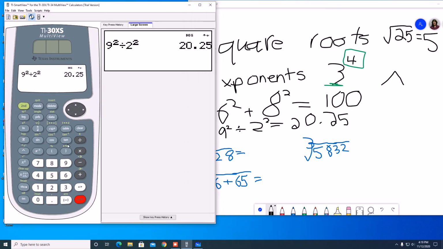Now, you probably noticed that if you have the exponent with the number 2, you can hit this x squared button. But if the exponent is not the number 2, if it's a 4, 7, whatever, then we hit this caret key, or the TP button as I call it.